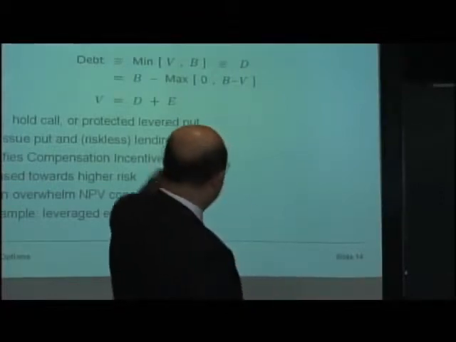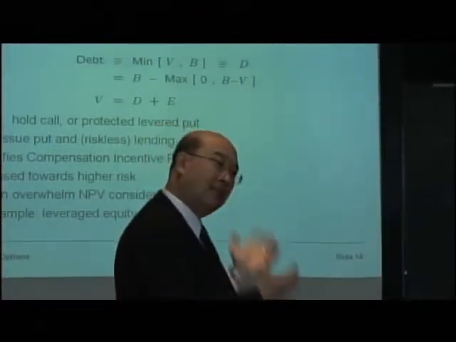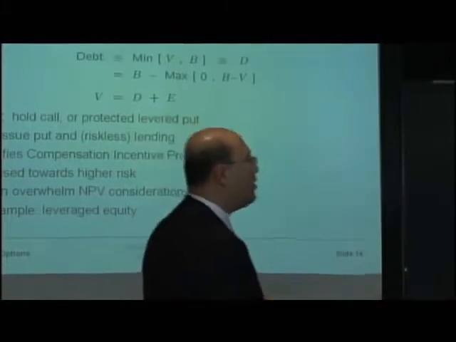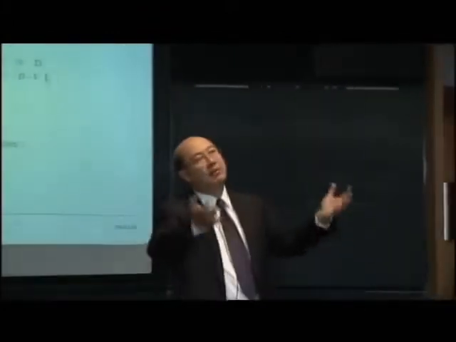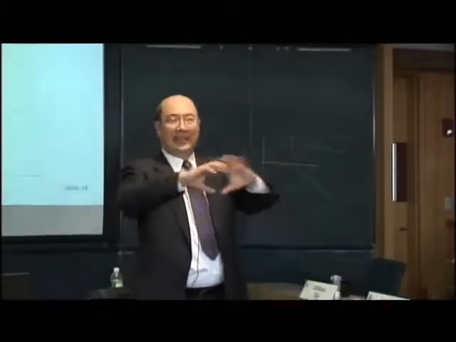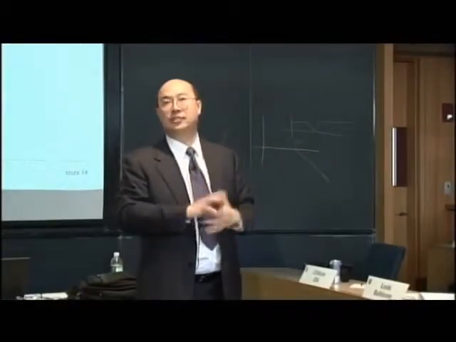And when you add the two, you see that the value of the firm is equal to the value of the debt and the value of the equity. The point of this example is that option pricing can be used to value the capital structure of a corporation as well.